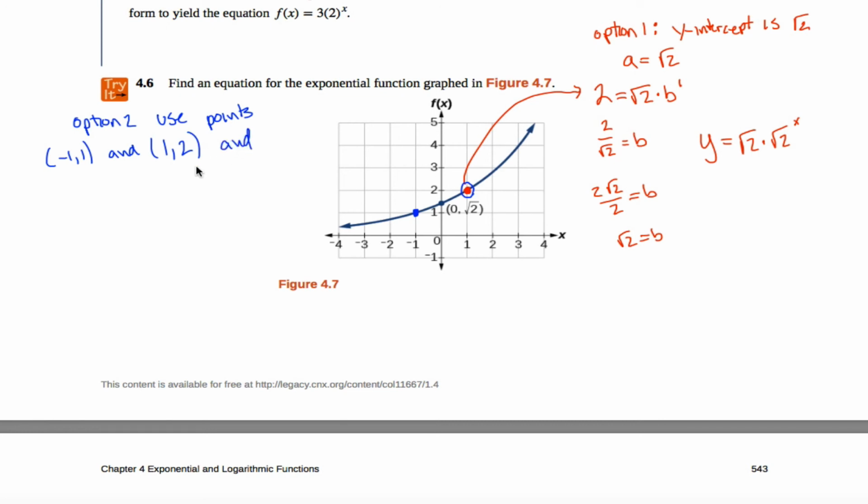And solve. Maybe I won't actually go through and do it. Set up two equations, y equals a times b to the x, plug in these values for x and y, and then these values for x and y, and then divide the two equations. You should end up with the exact same answer. So there's 2 different ways you could have done this problem. I guess I kind of gave you 2 different ways to do option 1, so maybe that's 3 different ways to solve this problem. I think I'll probably call that good.